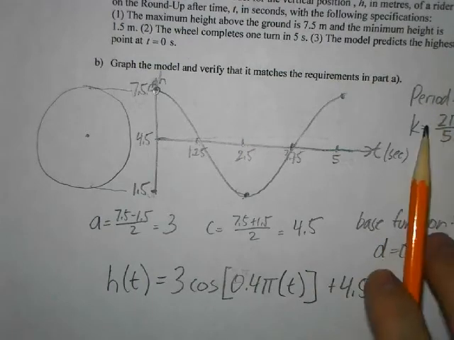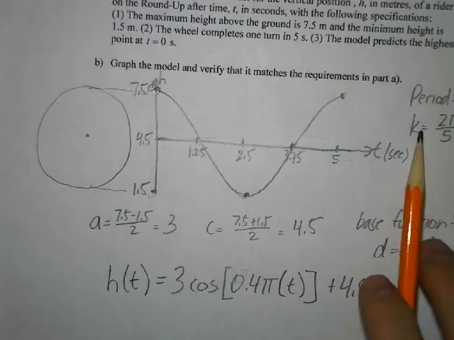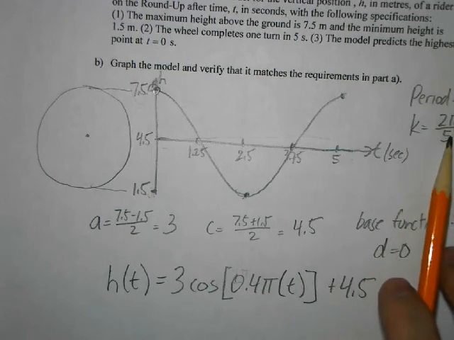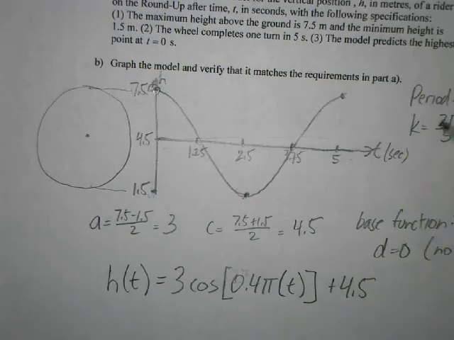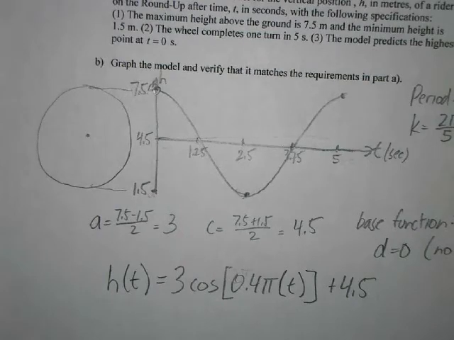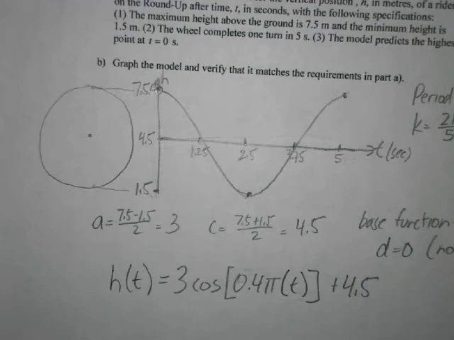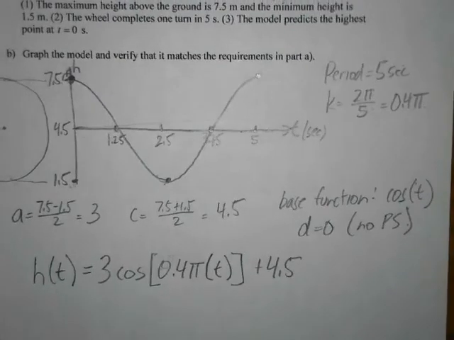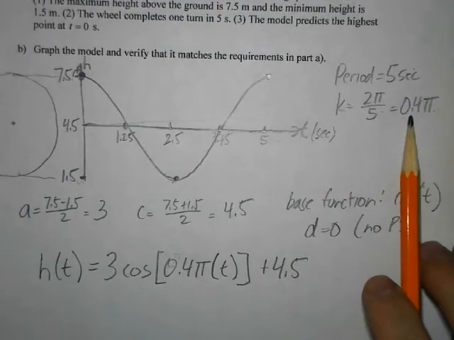So how do I get the k value? Well, it's 2 pi divided by 5. When I simplify the 2/5, that's the same as 0.4 pi. You'll notice the k value actually has a pi in it because the period did not have a pi in it. It doesn't cancel the pi on the top. Okay, so there's my k value.